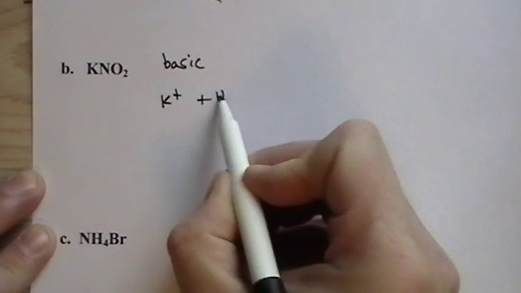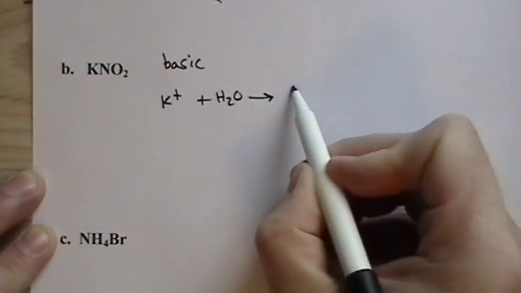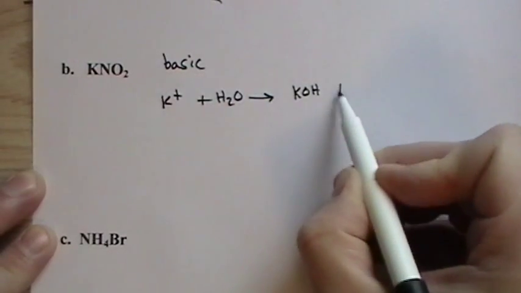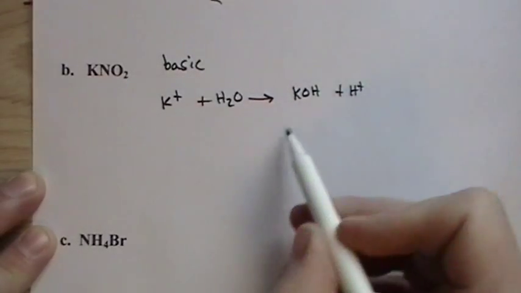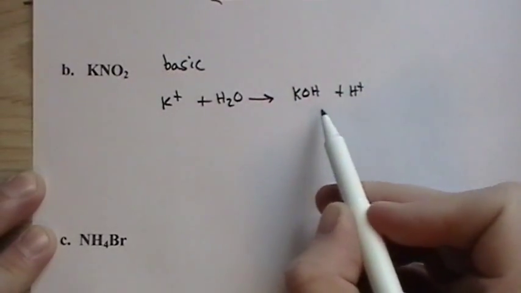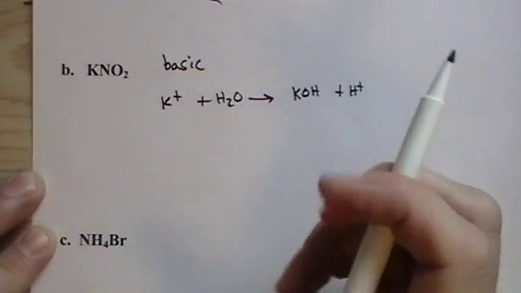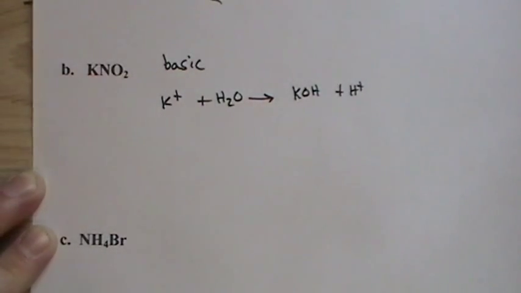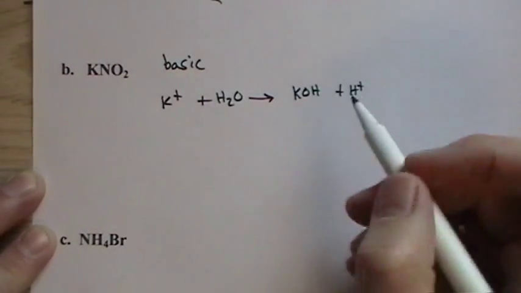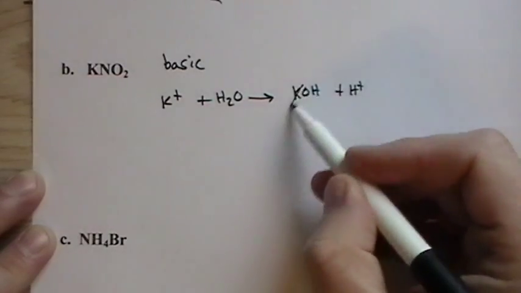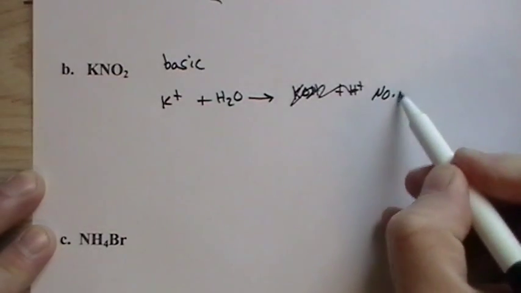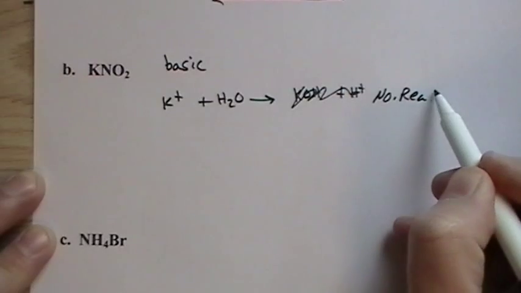The K plus goes to water. The only thing it can produce is KOH and H plus. So since that's a strong base, which would instantly break apart, it's not going to form. Even if it formed for a nanosecond, it would fall apart. So this is no reaction.